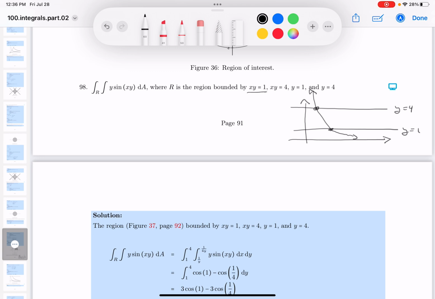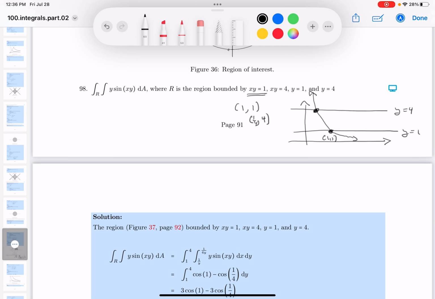Now, which one am I doing? This one over here. So I'm going to say that it's fairly easy to do. When, for example, y is equal to 1, x would have to be 1. So I know this point over here. It's just simply (1, 1). This point over here is a little complicated. The y is going to be 4 there. What would the x have to be? 1/4. So this point over here is (1/4, 4).